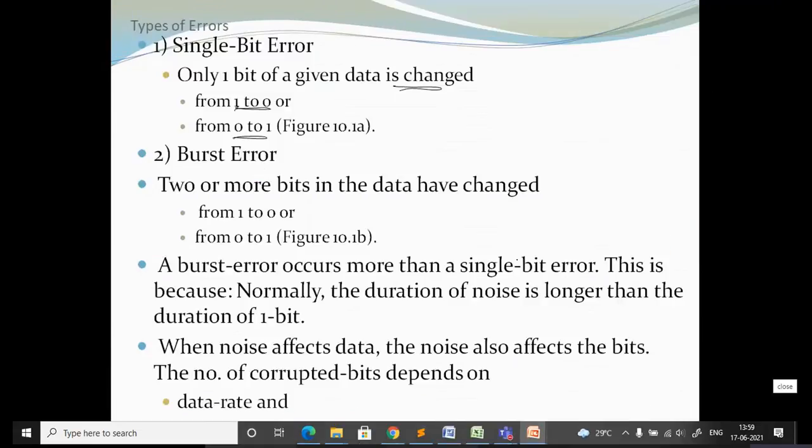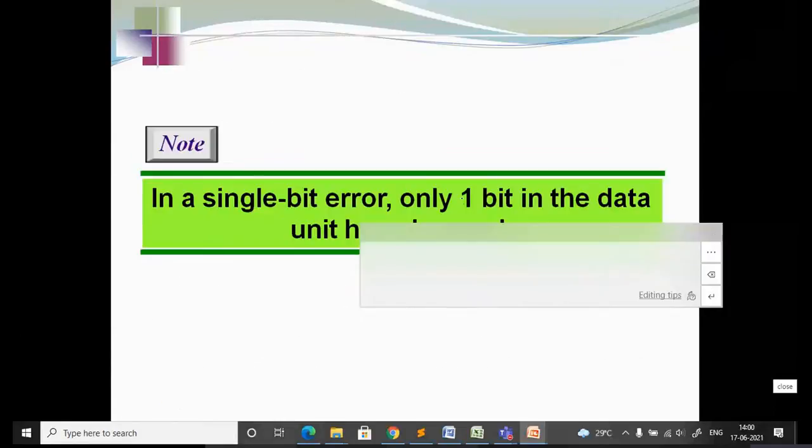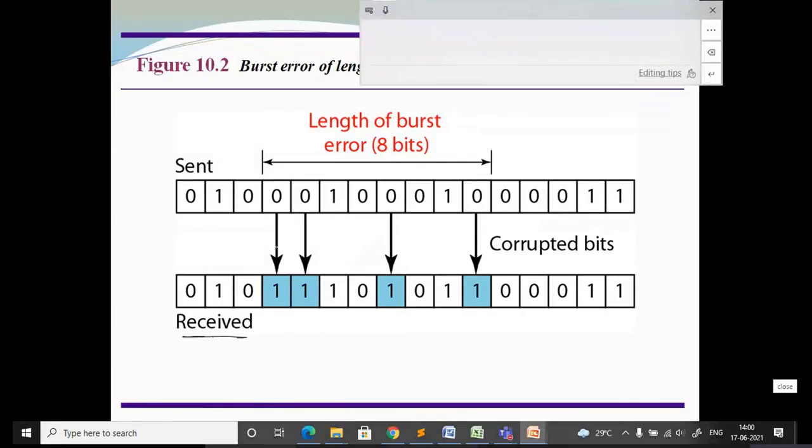Burst error means two or more bits in the data have changed. More than one bit got corrupted, changed from 0 to 1 or 1 to 0. Let me show you that diagram. This is a sequence of data I am sending. When it goes through the transmission media and is received at the receiver side, a set of bits got corrupted. Here, how many? 4 bits got corrupted. So more than one bit, that is 2 or more bits, we call a burst error.